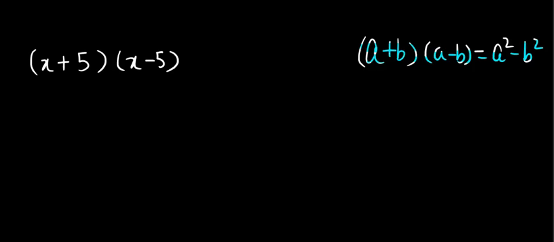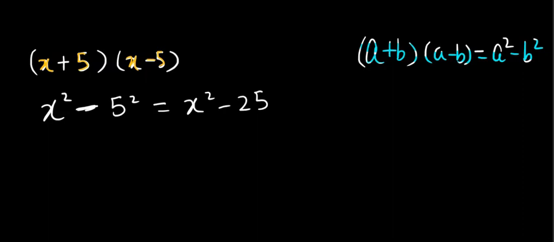So the first binomial is a plus b. Next one is a minus b. And what do we have? We have a squared minus b squared. Let's look at our example. First one is x plus 5. Next one is x minus 5. Therefore, we're going to use the first term squared minus next term squared. Then we have x squared minus 25. And we have it.